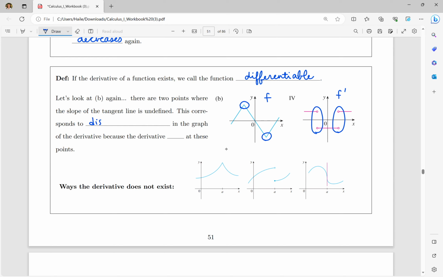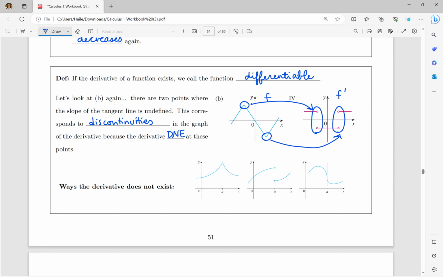Discontinuities, and we can match these up. We can say that one corresponds to that one corresponds to that one. So this corresponds to discontinuities in the graph of the derivative because the derivative does not exist at these points.